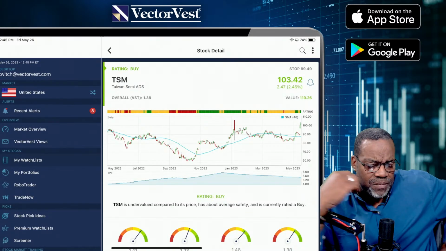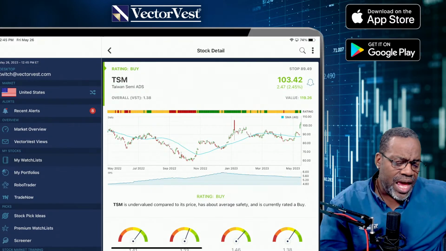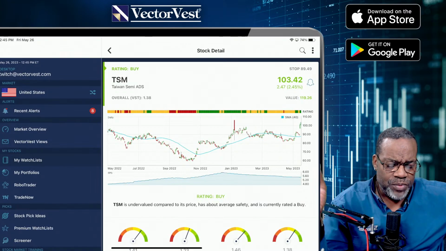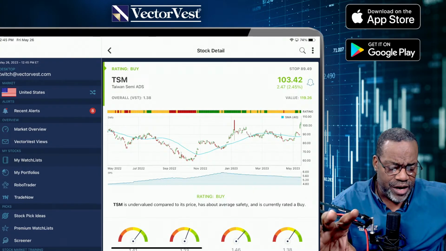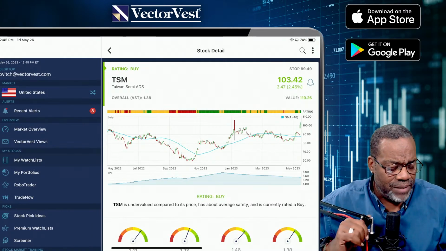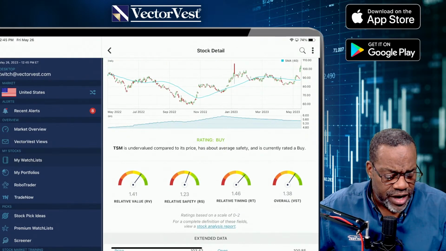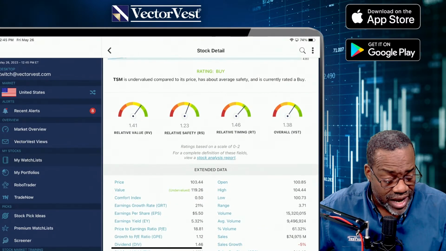You know what's interesting about TSM as a chip stock? As I look at this, the stock is moving sideways. It's up 2.5%, but I would rather be in one of the other chip stocks that are rocking and rolling. TSM, big player in this space, but you know something? I'm looking at the graph. You can't fight the tape. It's a lot more sideways move. RV and RS both above 1. RT is above 1.